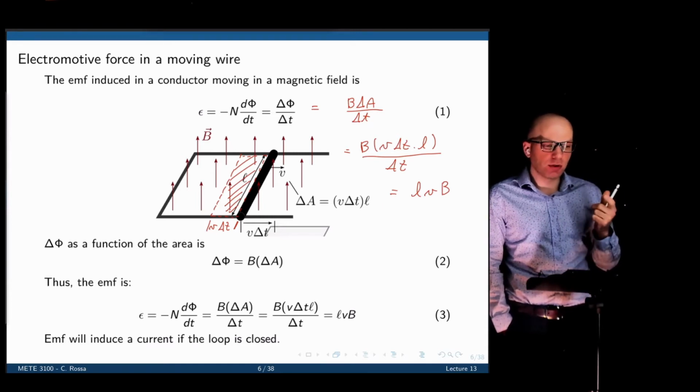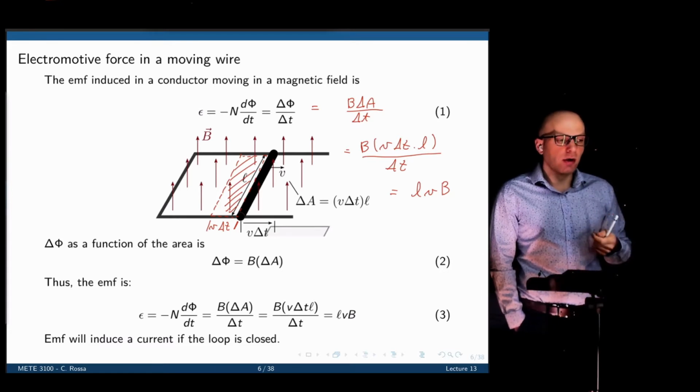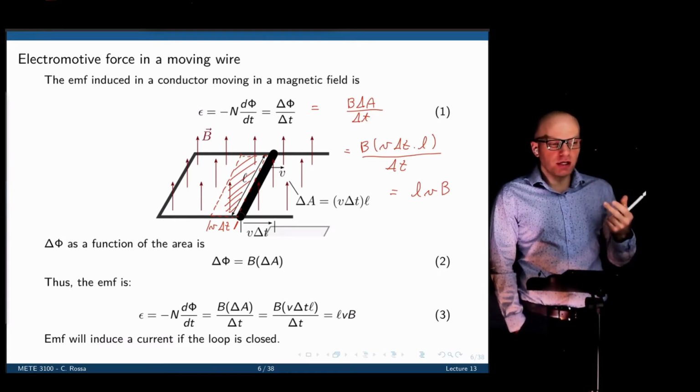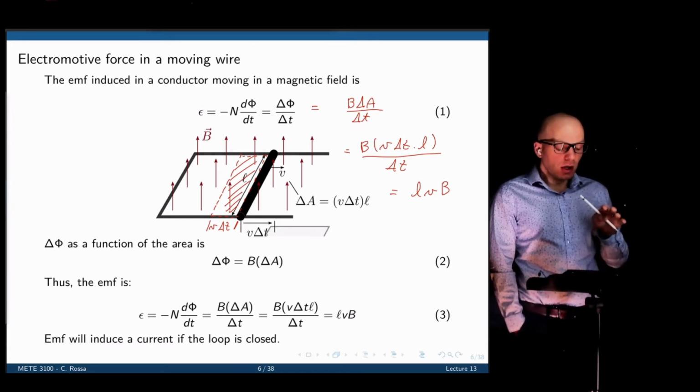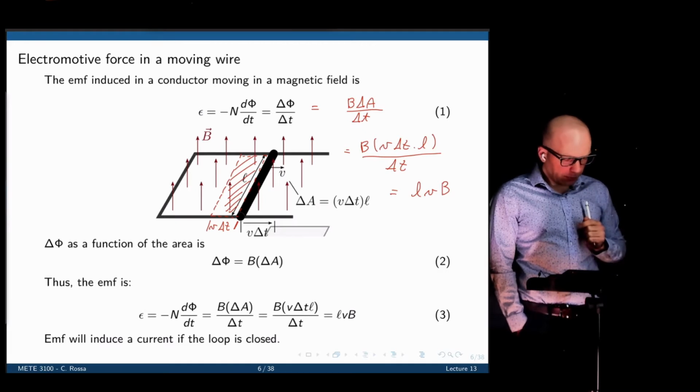So it depends on three things. It depends on the length of the wire. It depends on the speed of the wire. The faster it travels, the more EMF it sees, and it depends on the strength of the magnetic field. This is the scalar version.